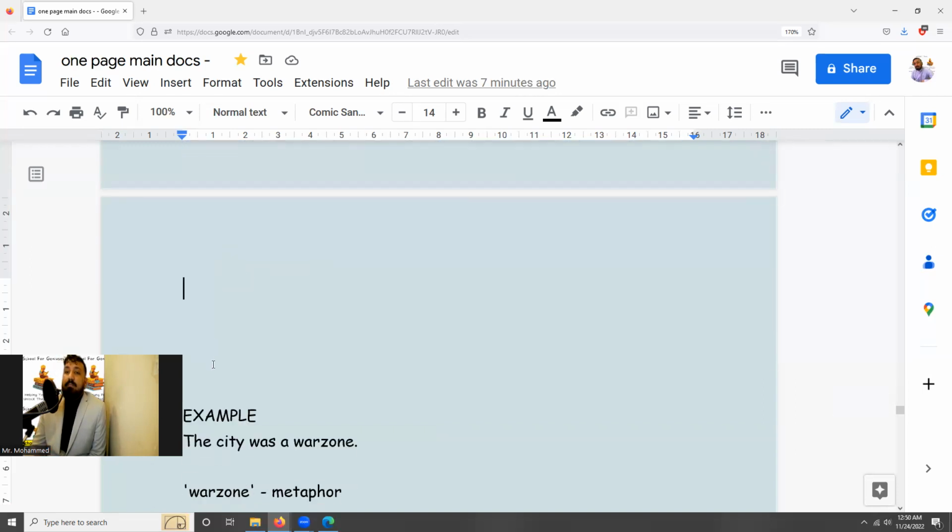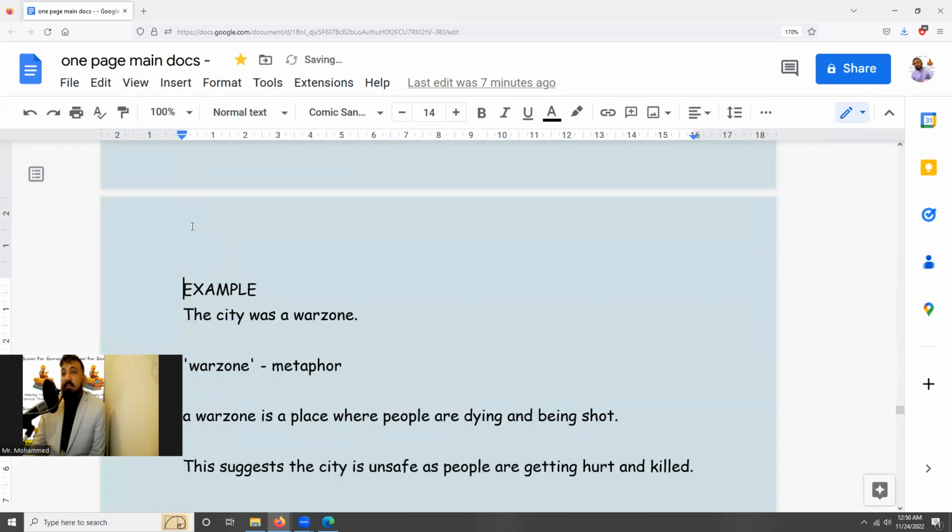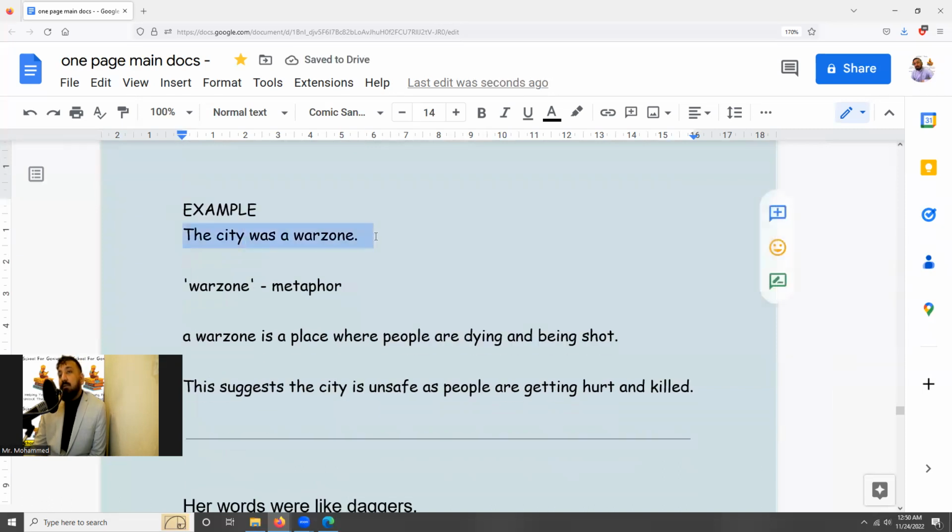Okay, now we'll look at some examples. So to begin, here is an example quote. The city was a war zone. So we focus on the image word, the imaginary word, which is war zone.